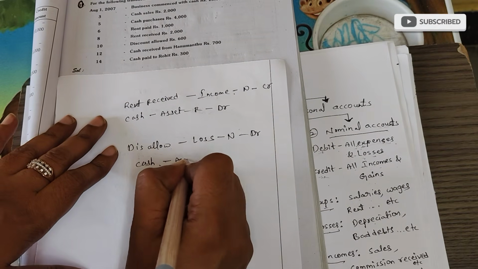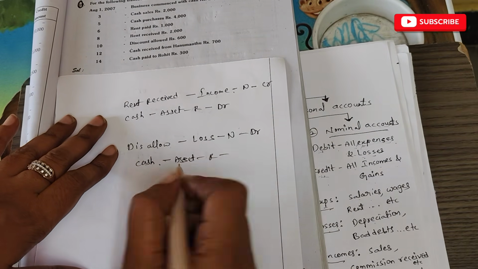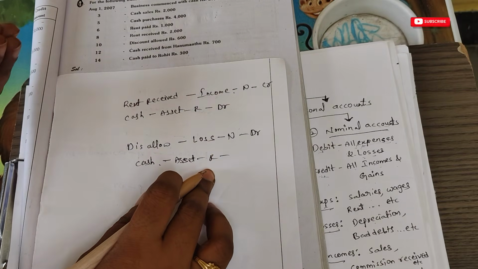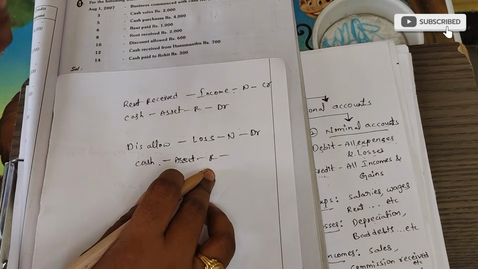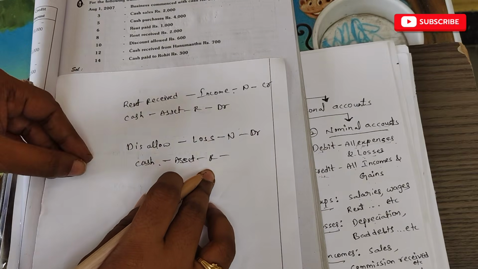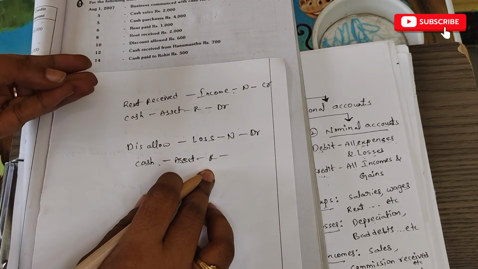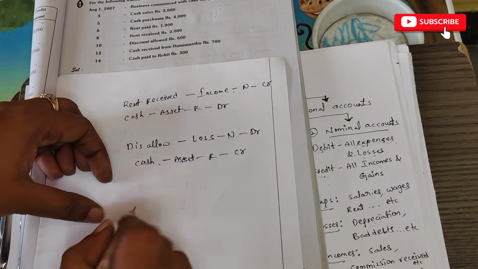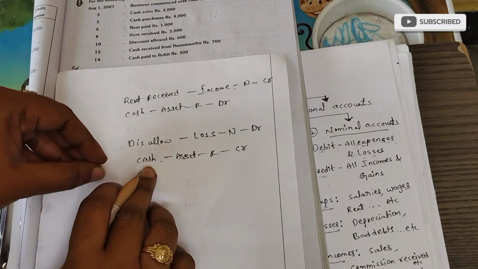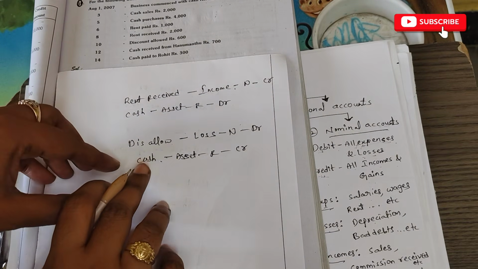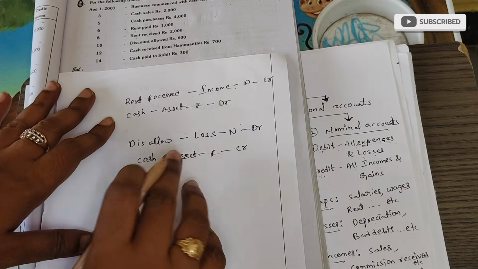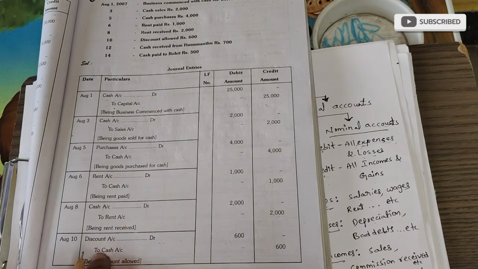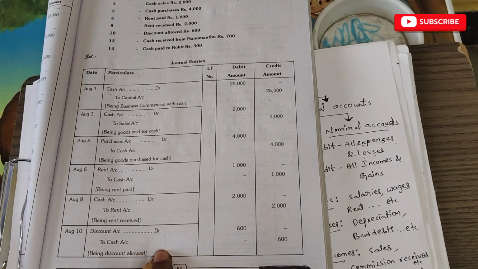Next, cash. Cash is an asset. Yes, asset is a real account. So what is the rule of real account? If the asset increases in the business, that is debit. If asset decreases in the business, that is credit. So if you are giving discount means our cash value reduces. So it is credit. So now debit aspect first, credit aspect next. Discount allowed account debit to cash account.